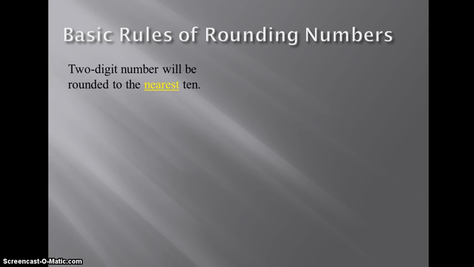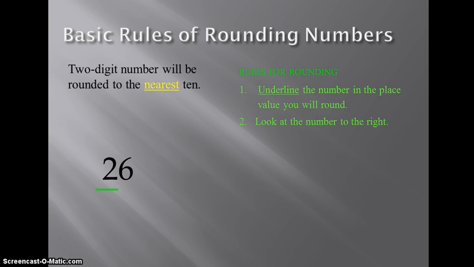Today we're going to be using a 2-digit number to practice with, and it'll be rounded to the nearest 10. Rules for rounding. The first thing you want to do is underline the number in the place value you will round. In this case, it's going to be the 2, which represents 20 in the tens place. Look at the number to the right. This would be a 6 in the ones place for us.